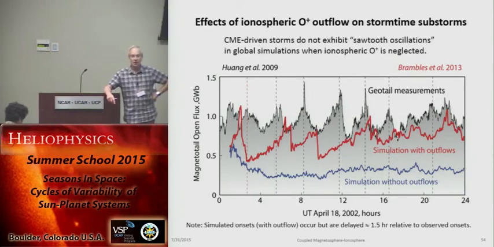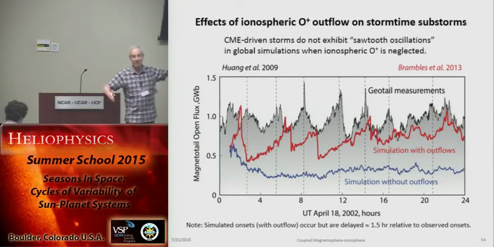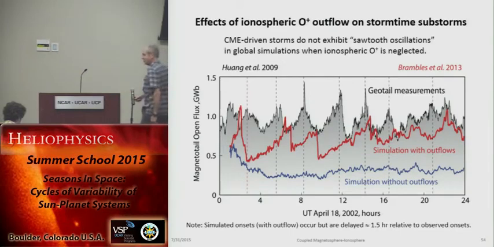And so what we find when we include oxygen for CIR storms is that the timing of the substorm has very little to do with whether oxygen is present or not. But the intensity of the substorm changes if you include oxygen. And the reason is that when the substorm occurs in the CIR-driven substorms, it's the external driving trigger in the solar wind that's stimulating the substorm, not an internal dynamic. Is that okay? So I'm not showing a CIR-driven storm. They're not quite as interesting as the CME-driven ones.